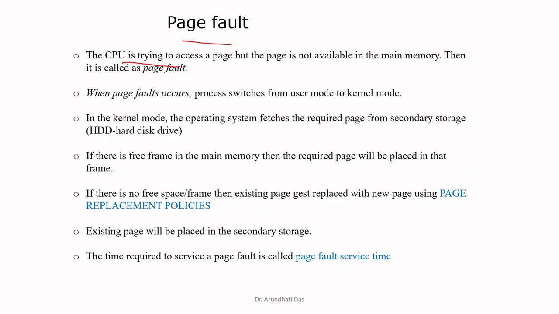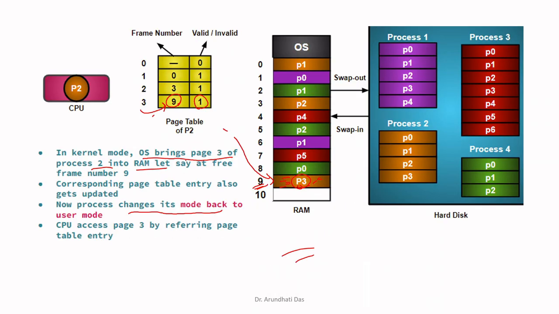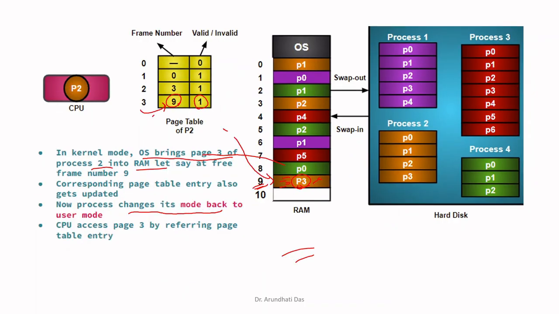So this is the scenario: the first thing that happens is a page fault. The CPU is trying to access a page, but the page is not available in the main memory. Then we say that a page fault has happened, and when it occurs, the process switches from user mode to kernel mode, and in kernel mode the operating system fetches the required page from secondary memory to the main memory. If there is a free frame in memory, the required page will be placed in that frame. In the previous scenario, frame number 9 was vacant, so I loaded it into the vacant space.